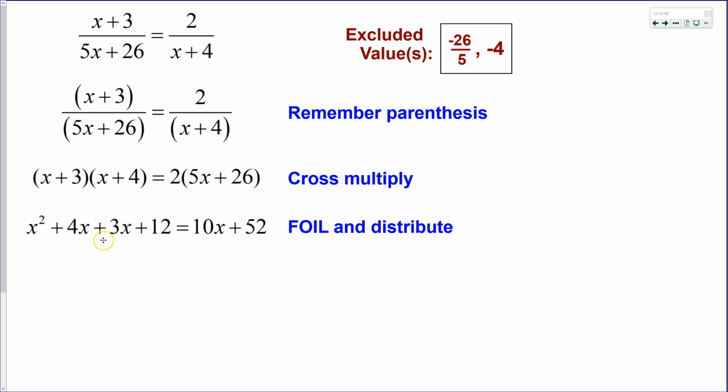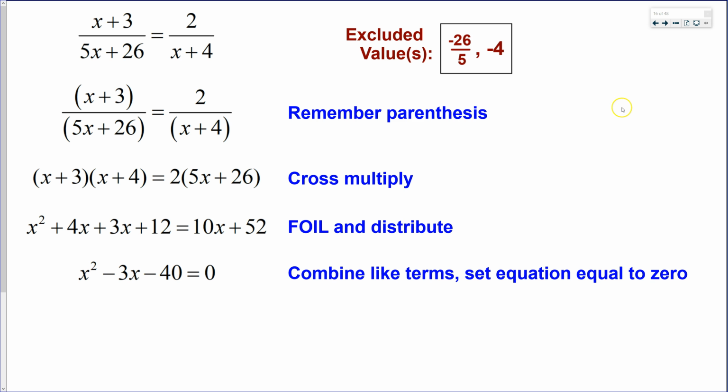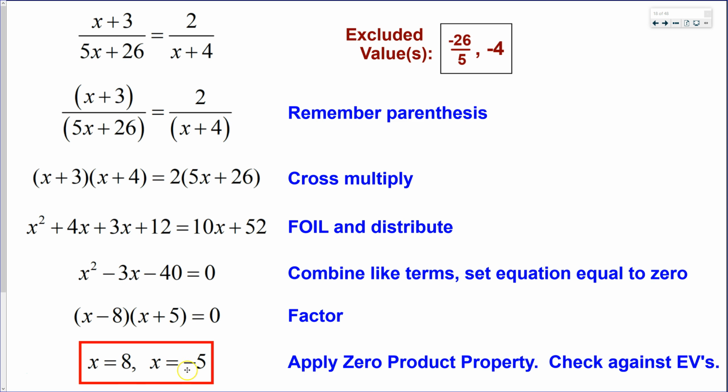We got some terms to combine, and then we can subtract 10x and subtract a 52, which gets us -3x and -40 equal to 0. And we want to try to factor that. This one's factorable again. We get x minus 8 and x plus 5, which gives us solutions of +8 and -5, and we just want to check those against our excluded values. They don't match, so that means both of our solutions are valid.